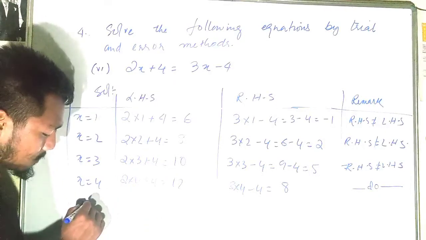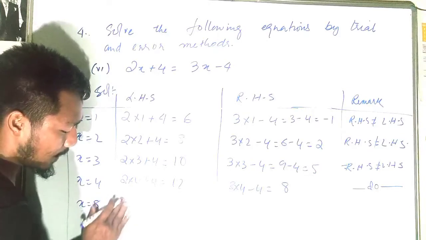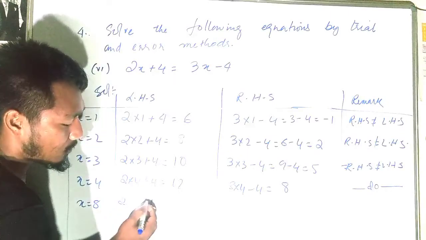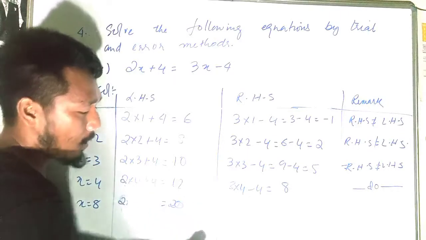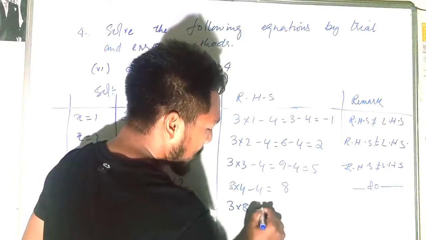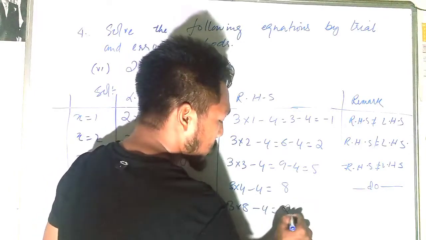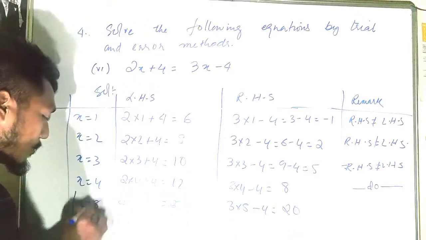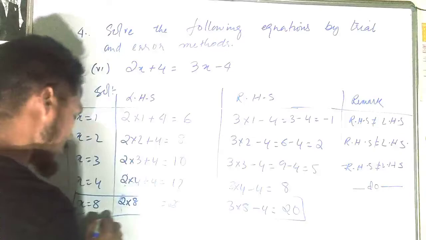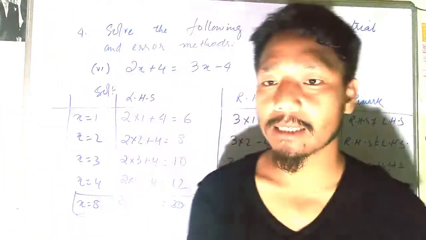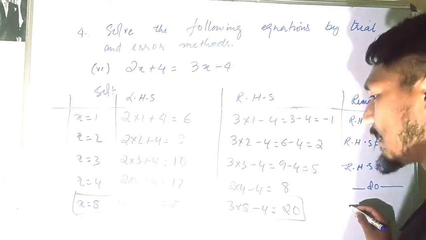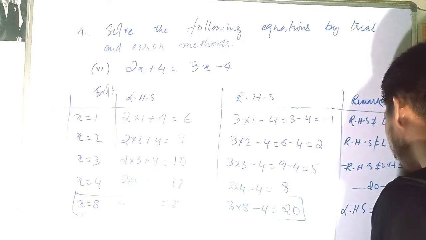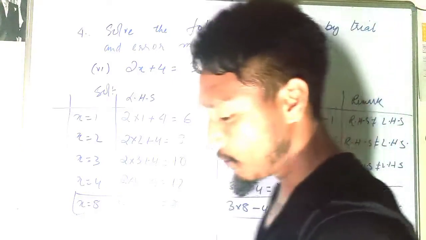But if I say x is equal to 8, that means 2 into 8 plus 4: 2 eights are 16, plus 4 is 20. Now 3 into 8 minus 4: 3 eights are 24, minus 4 is 20. Both of them are equal. So this very point is the solution. When x is equal to 8, the right hand side is equal to the left hand side.